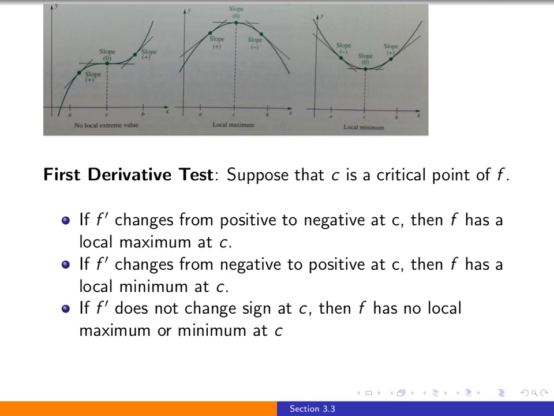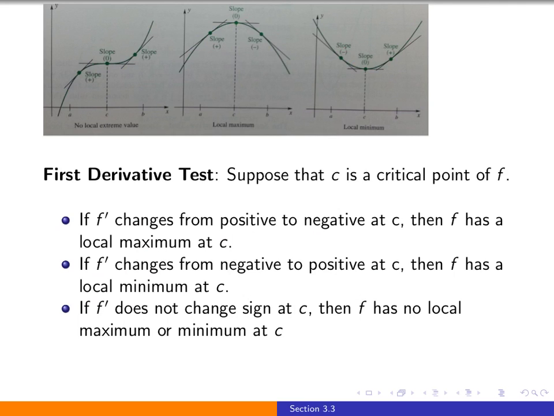So if f prime does not change sign at a critical point, it will be neither a local max nor local min. But if you're at a local maximum, say in the second picture, notice that the derivative is changing. You're going from increasing to decreasing, i.e. positive to negative derivative. So if f prime changes from positive to negative, then you have a local maximum at C. Likewise, if you have a critical point, say in this third picture, where you are going from decreasing to increasing, you will have a local minimum. So if f prime changes from negative to positive at C, then f has a local minimum at C.